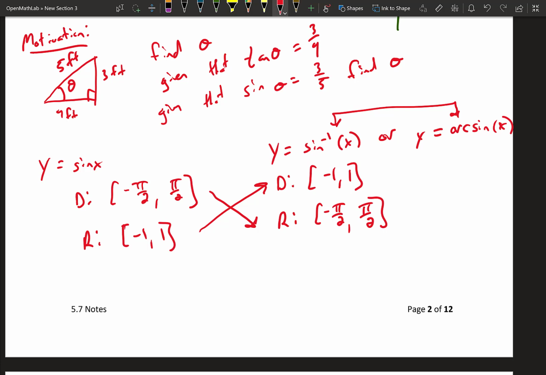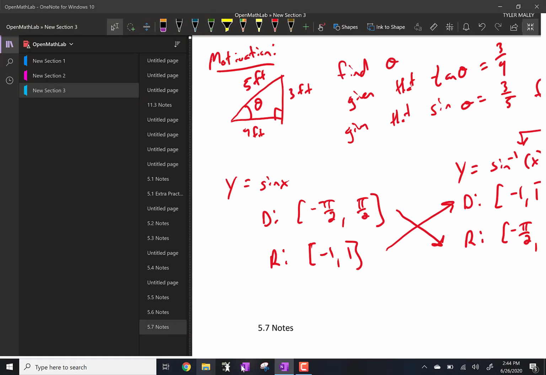So now what I would like to do is graph y equals sine of x, arcsine of x, and y equals x on Desmos, so you can see the symmetry about the line y equals x. Let me open up Desmos here.